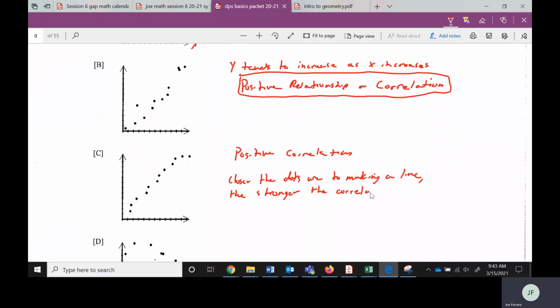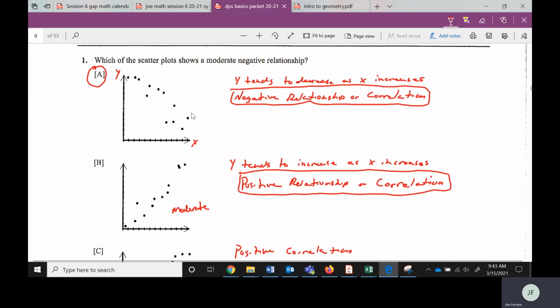There'll be a couple questions later that'll talk about this. Okay, so this is strong. This is, I would say, moderate. You could have weak even if they were farther apart. So that's why this is moderate. And that's what the answer was looking for.